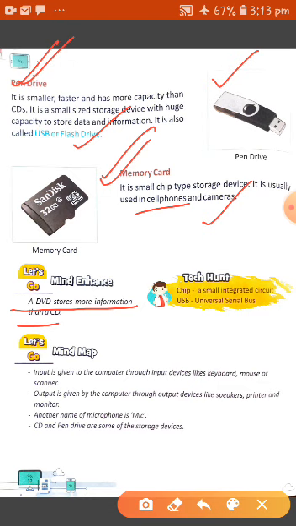So kids, let's do a mini recap, mind map. Input is given to the computer through input devices like keyboard, mouse or scanner. Output is given by the computer through output devices like speakers, printers and monitor. Another name of microphone is mic. CD and pen drive are common storage devices. I hope you learn by heart.